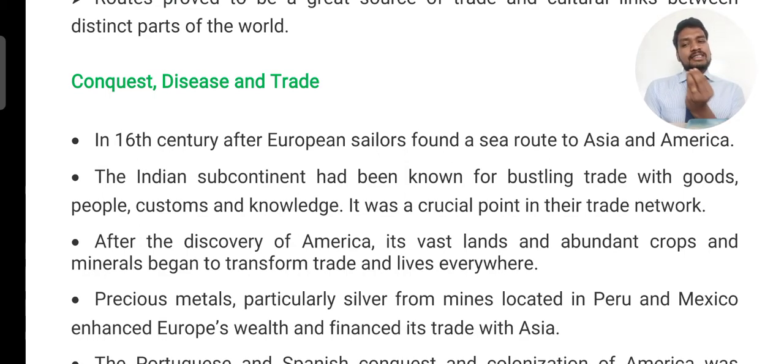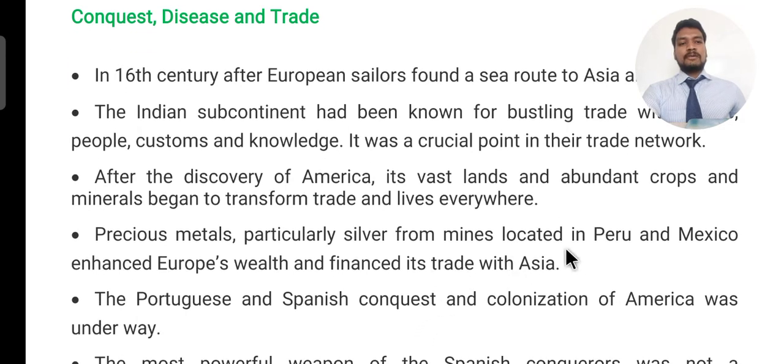When the Europeans found South America, they got information about the minerals found there. Then they started to take those minerals to increase the economy of European countries. To increase the economy of Britain, they grabbed the resources available in South America. Another part: the precious metals, particularly silver from the mines located in Peru and Mexico, enhanced Europeans' wealth and financed their trade with Asia.